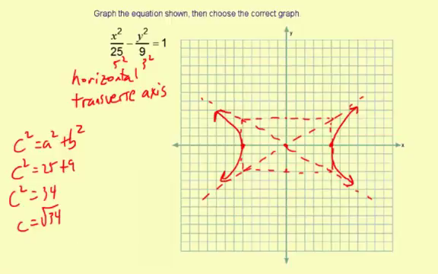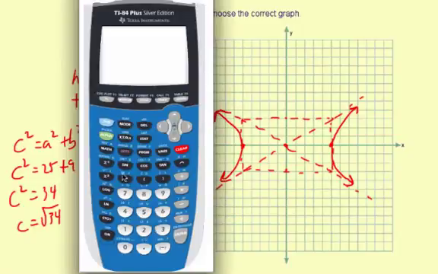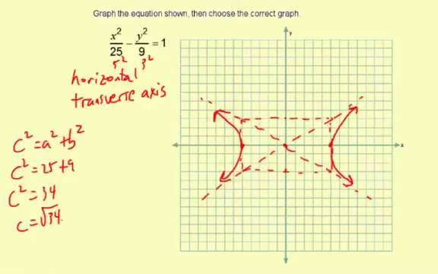So let's use a calculator to figure out a decimal for radical 34. So the square root of 34 is 5.83, so we'll put about 5.8. That means from the center we're going to go along the transverse axis and put a point about 5.8 away from the center in each direction. And those are the foci. So there's your graph.